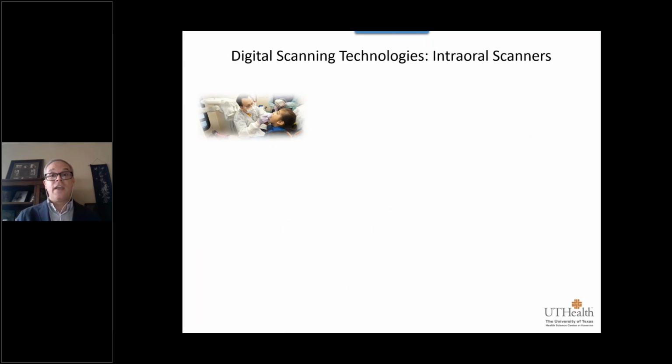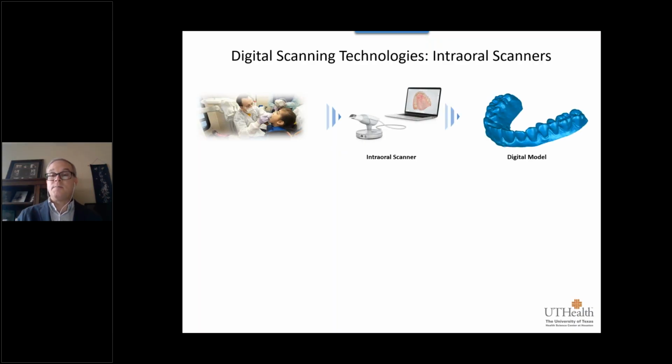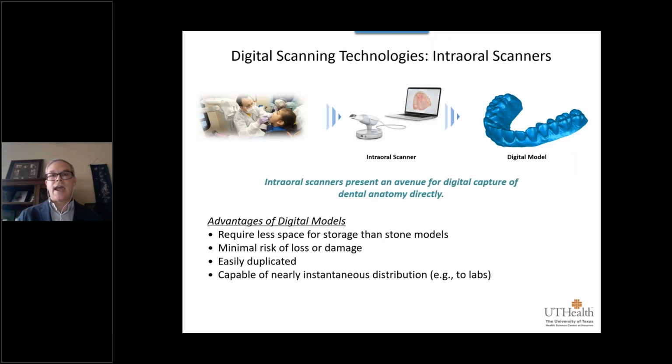Of course, in recent years, there has been the widespread application of intraoral scanners in dental clinics. And these intraoral scanners involve wands that are moved throughout the mouth of the patient and allow for capture of the dental anatomy of the patient directly without the need for a physical impression of the patient's teeth. And there are a number of advantages for these directly captured intraoral scans, including that they require less storage than stone models. There's a minimal risk of breakage, and they can be easily duplicated and shared with laboratories and other clinicians.